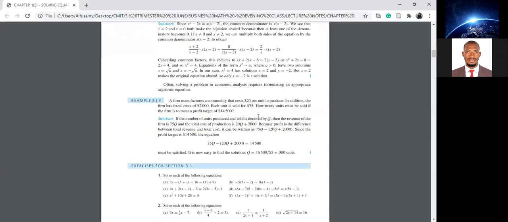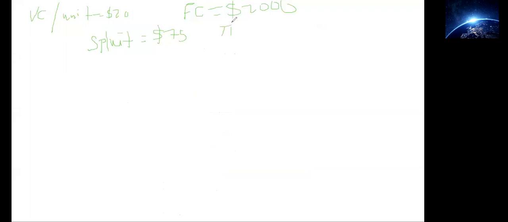After having this information, let's go back. Then this is the business problem. They said how many units must be sold if the farm is to meet a profit target of $14,500? Now we say target, profit target. So this pi, we use it in mathematics to represent profit. They want to make a profit of $14,500.